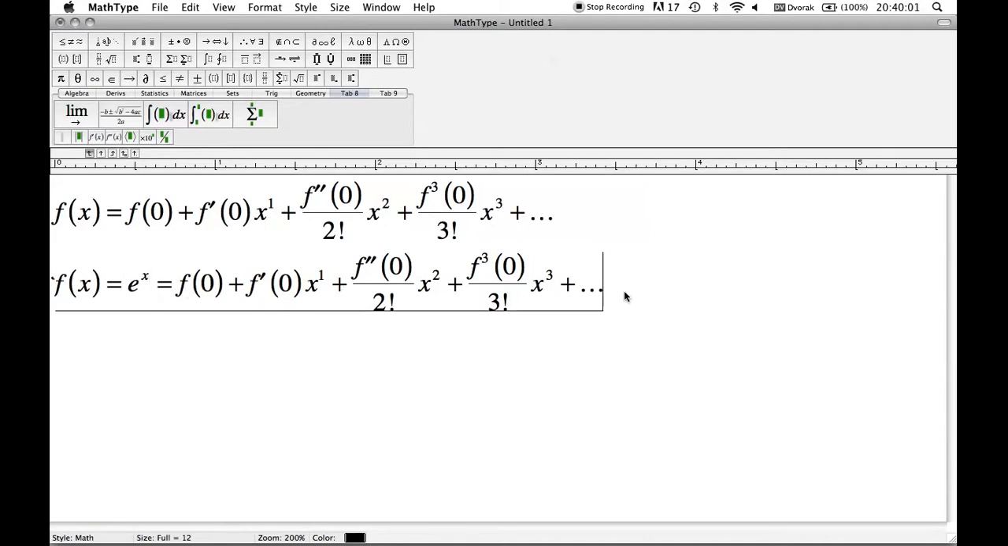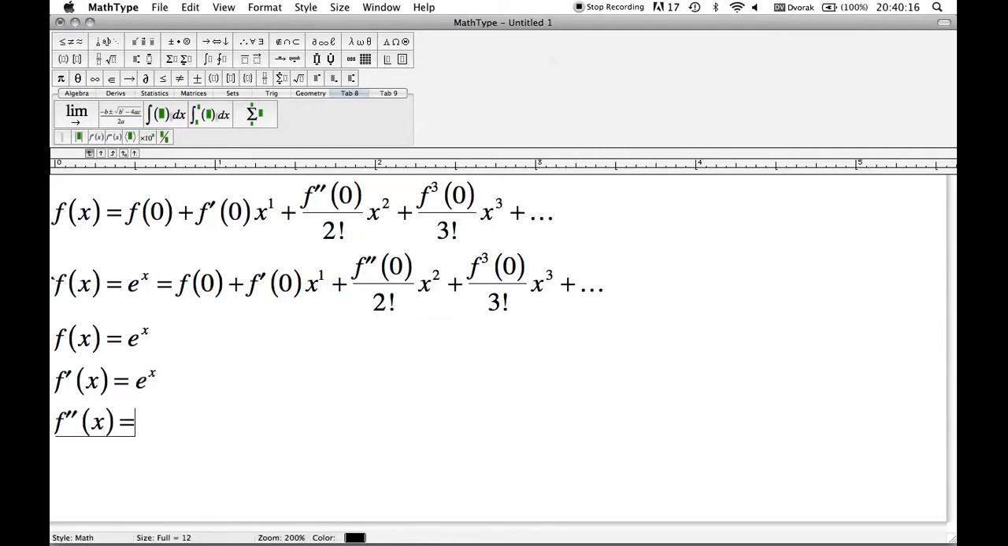So for e to the x, we have f of x is equal to e to the x. We have f prime of x is going to be equal to e to the x. We have f double prime is equal to e to the x, basic derivatives here. And it turns out that every single derivative is going to be e to the x. So every single derivative at x equals 0 is just going to be e to the 0, which is 1.